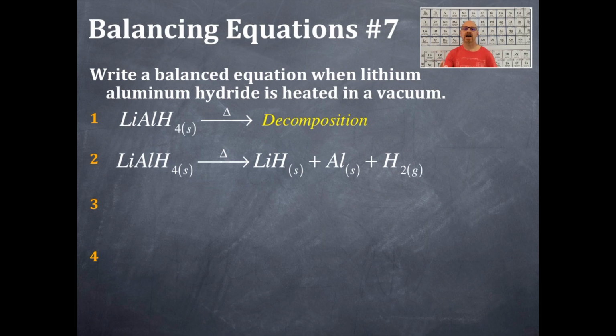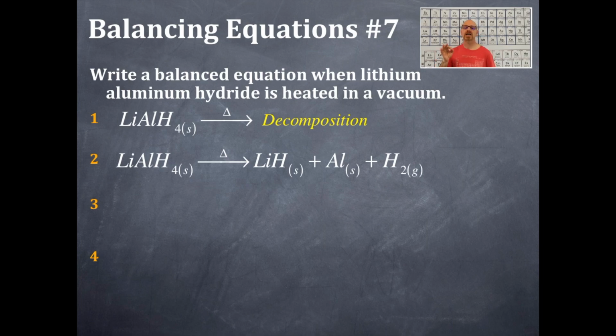Sorry, how many hydrogens on the product side? 1 in lithium hydride and 2 in molecular hydrogen. So that's a total of 3 hydrogens on the product side and 4 on the reactant side. So I actually need 1 more hydrogen where the diatomic is. So I need 1 more. So I'm going to add 1.